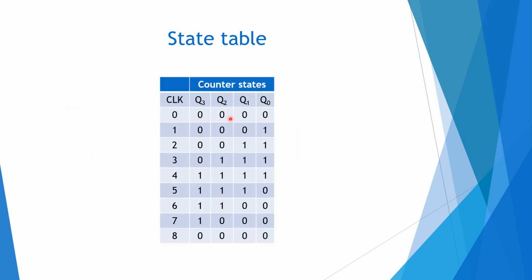This is the state table of the Johnson counter. Here there is no need of asynchronously presetting or clearing the flip-flops. It starts from 0000 and then goes to 0001 because Q3 bar, which is 1, is connected to D0, so it will be 1, and this 1 will be passing along like this. This is the pattern. There are 8 such states, you can see here.